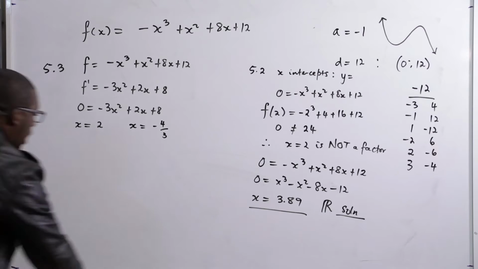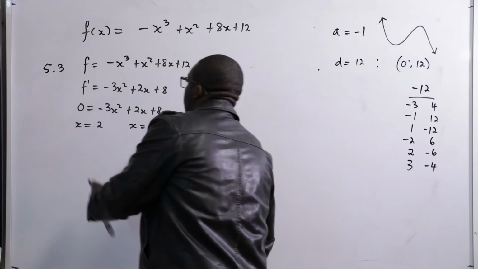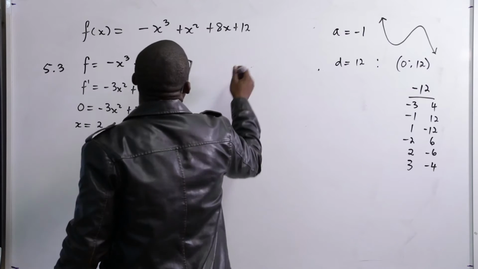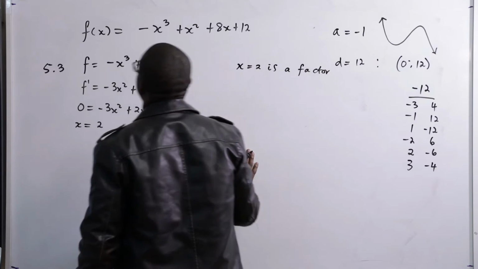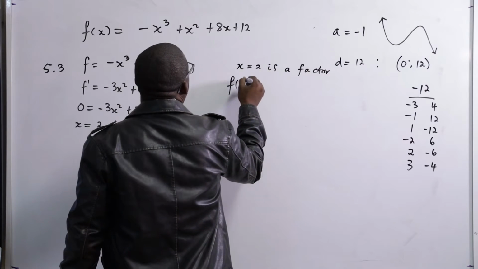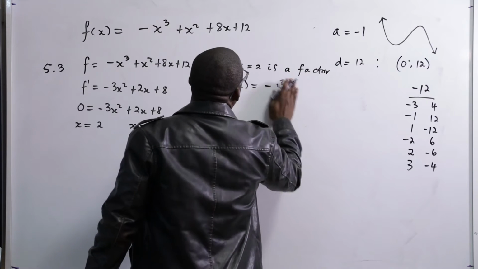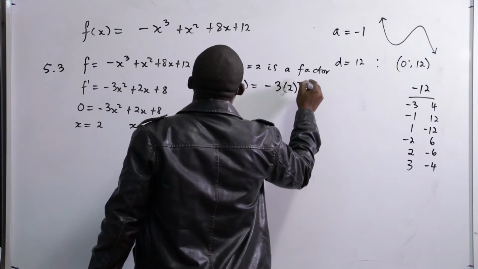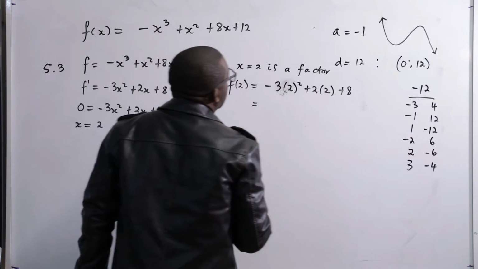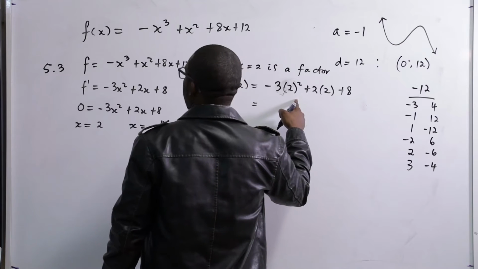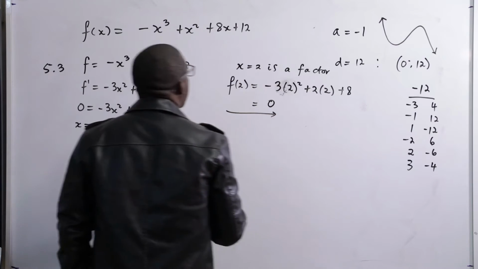How would you use the remainder theorem? That is the point I'm trying to get at. So you take one of these, you're going to get x equals 2 is a factor. How do you verify that it is a factor? You're going to say f of 2. You're going to get minus 2 cubed minus 3 times 2 squared plus 2 times 2 plus 8. Then from there, we're going to get 0. Therefore, it is a factor.